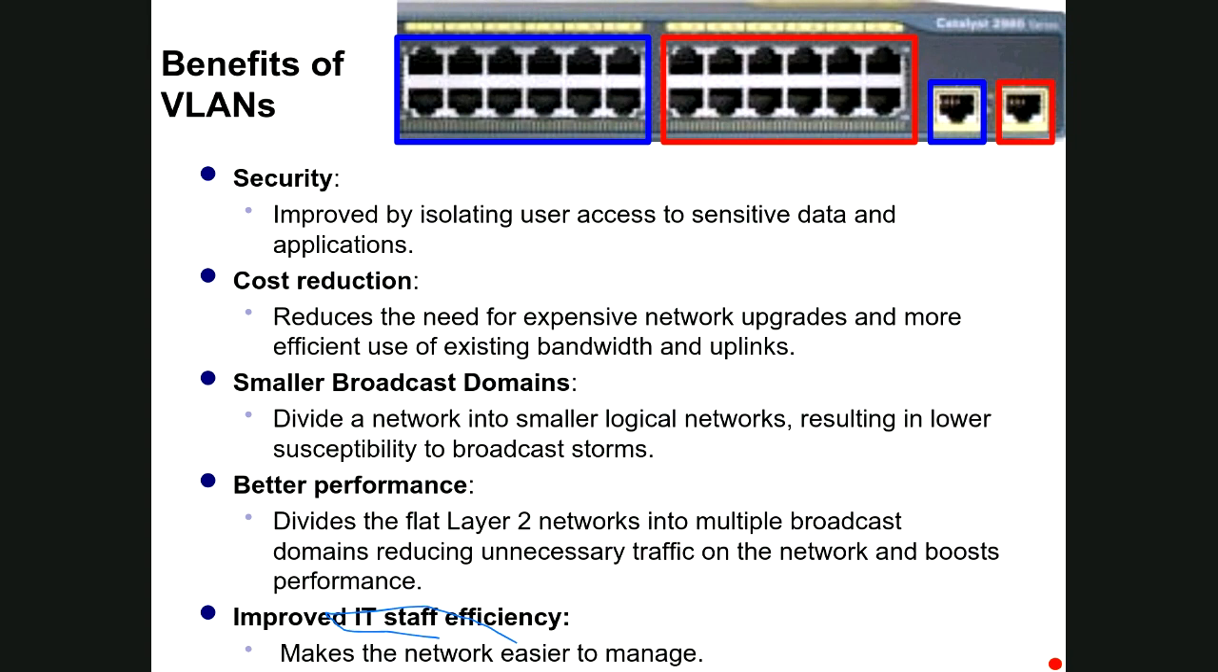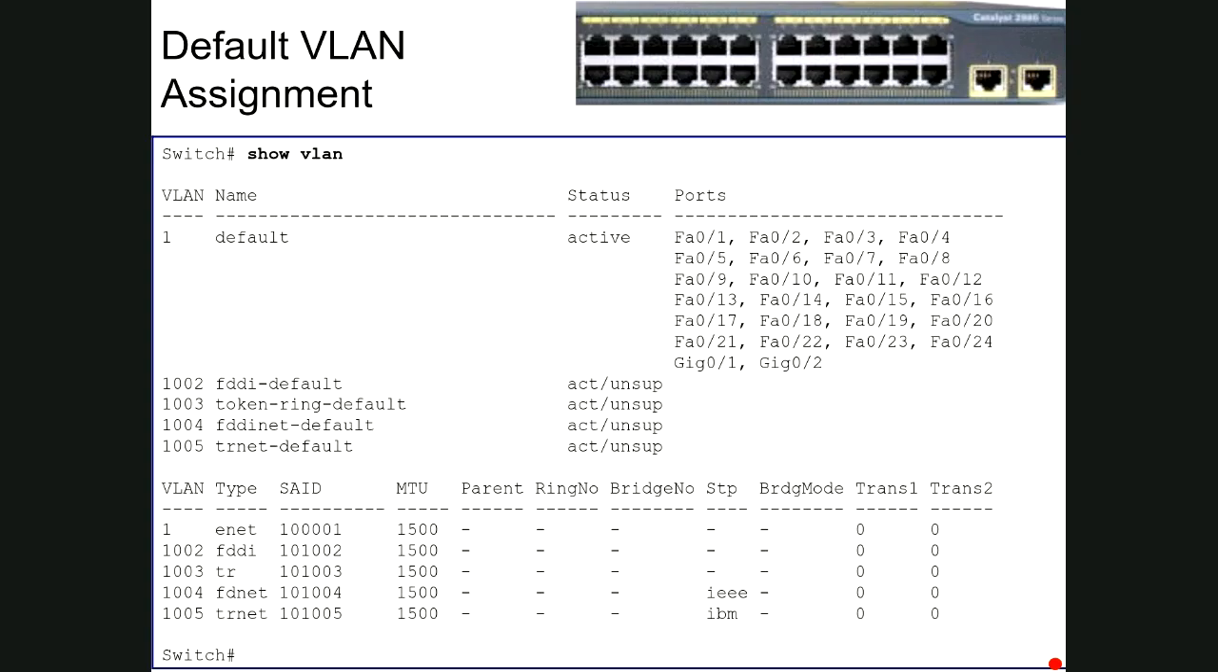So by default, what do we get? Well, by default, all switches ship with all the ports assigned to the default VLAN number 1. The default VLAN number 1 is the one that all ports are assigned to, and you can disregard all the extra ports and nonsense down here. We're interested in the actual ports that are present on the switch. So 24 Ethernet ports, 2 gigabit Ethernet ports.